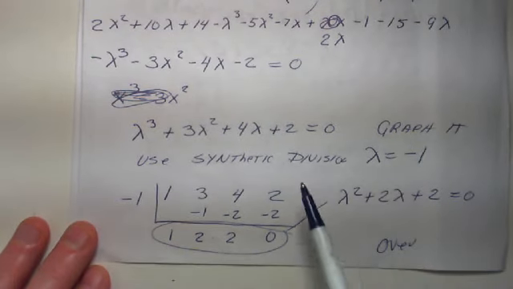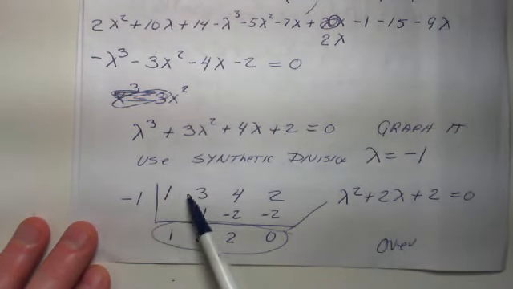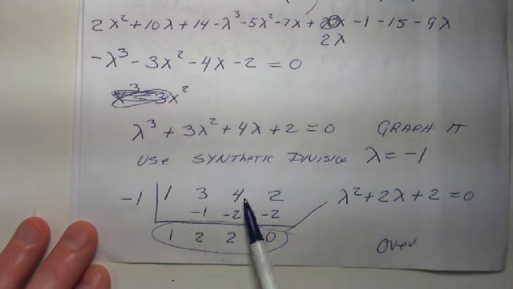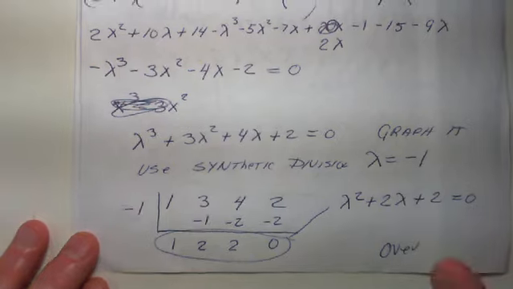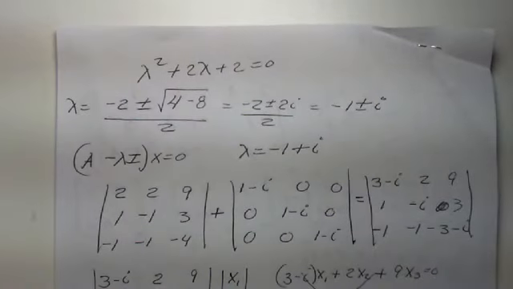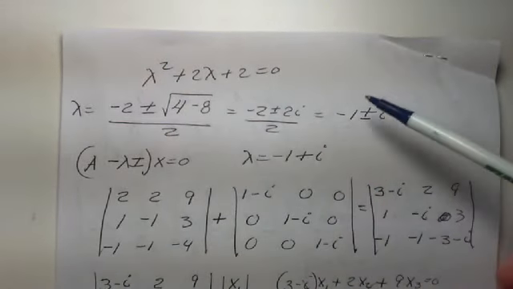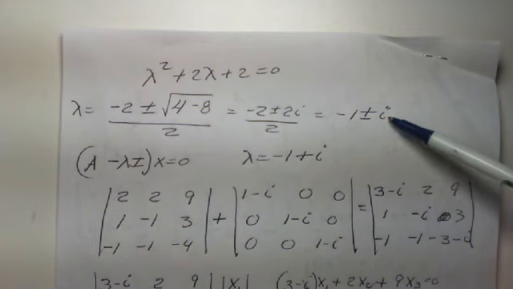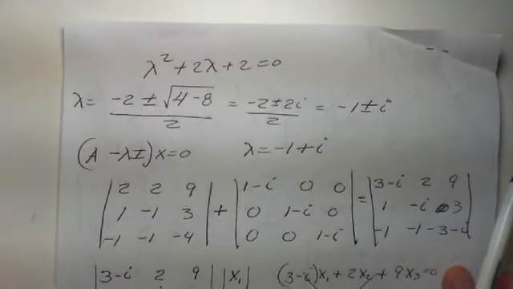Again, all I did at this point is I used synthetic division. I put the -1 in, ran this back through with the coefficients, and what was left over was this, which left me with this quadratic. Alright. With that quadratic, I went to the quadratic equation and solved, and I got -1 plus or minus i.